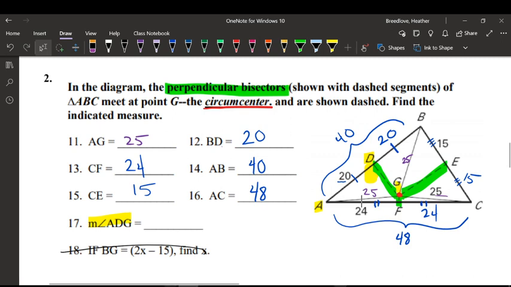At what angle does the perpendicular bisector meet the side of the triangle? 90. Yeah, is that what you said? Oh, no, the angle. Yeah, DG meets AB. Yeah, 90 degrees, because perpendicular means it meets at 90 degrees.